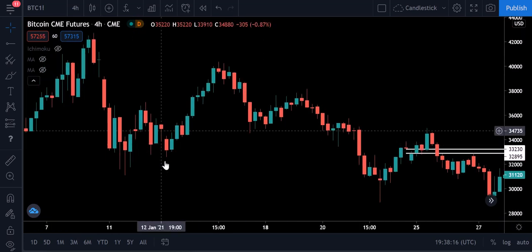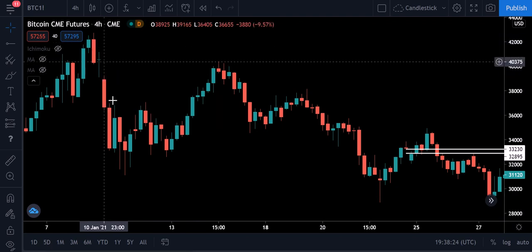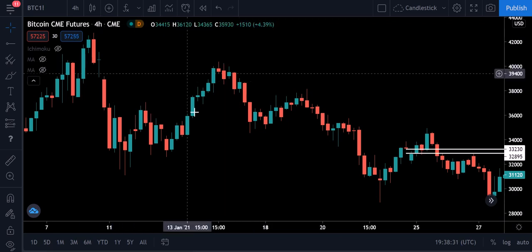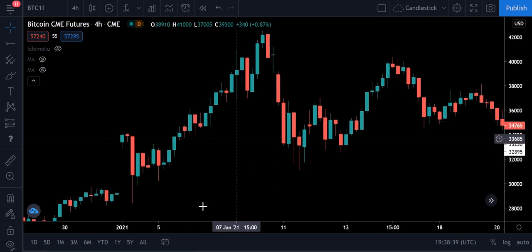Look how fast that gap filled. This gap right here filled less than 12 hours afterwards. So that shows you guys, this is a gap too, right here. But look, it filled a few days afterwards. I'd say 98% of gaps fill within the week. 95% fill within a day. So if you think about it that way, guys, how often do you have odds like that in trading?